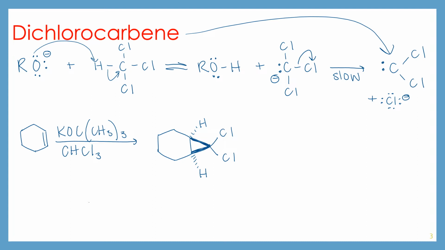Notice also that the cyclic structure is on the same face of the ring because, again, it's a three-membered ring. Those bonds cannot go in opposite directions. The usual conditions for this will involve something like potassium tert-butoxide and chloroform, and this is your signal to do a reaction using dichlorocarbene.